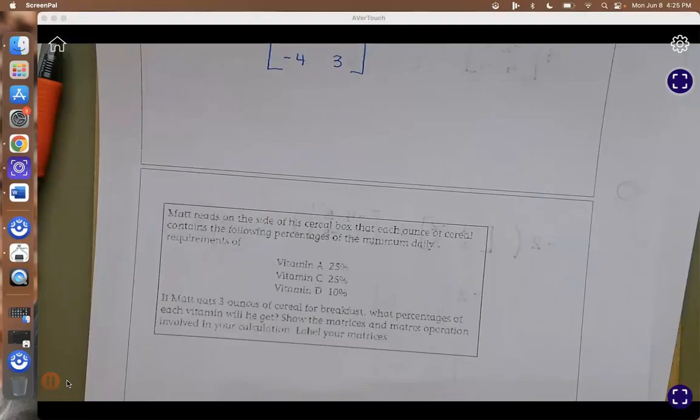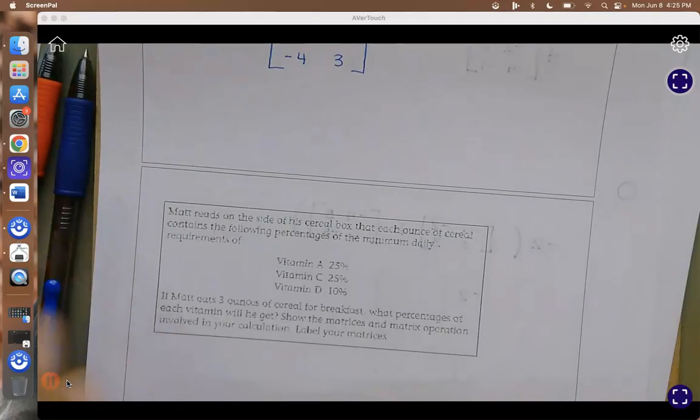Let's do another application based problem. Sorry, the print's a little funny. Matt reads on the side of a cereal box that each ounce of cereal contains the following percentages of the minimum daily requirements: vitamin A is 25%, vitamin C is 25%, vitamin D is 10%. If Matt eats 3 ounces of cereal for breakfast, what percentages of each vitamin will he get? Show the matrices and the matrix operation involved in your calculation. Label your matrices.